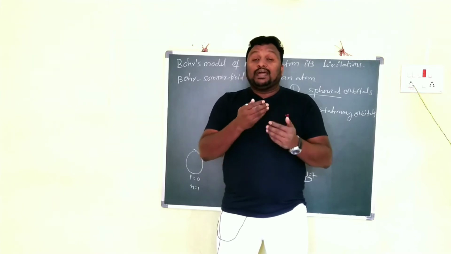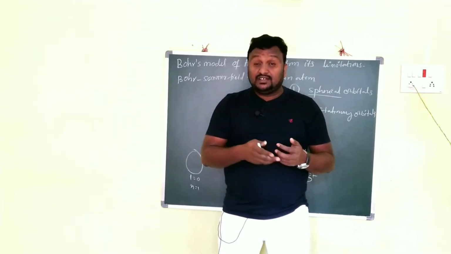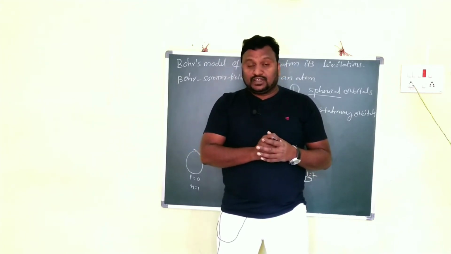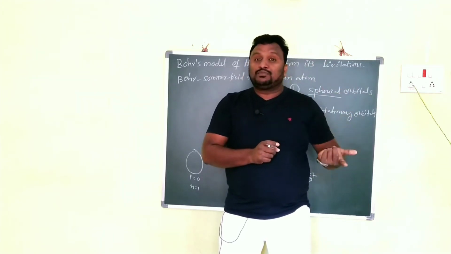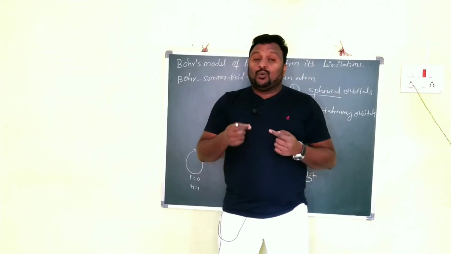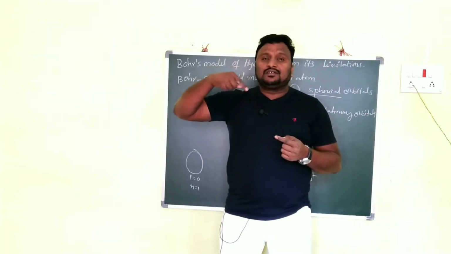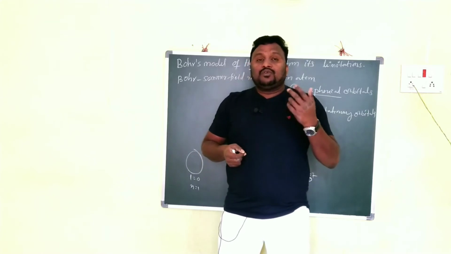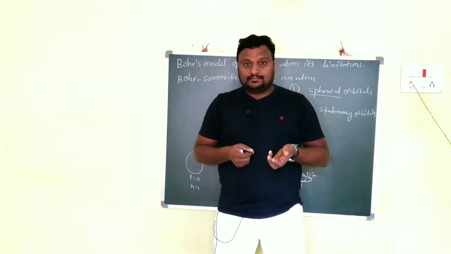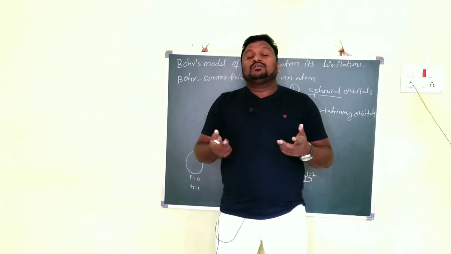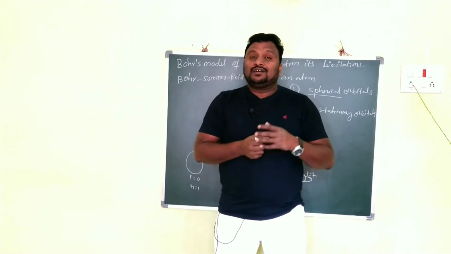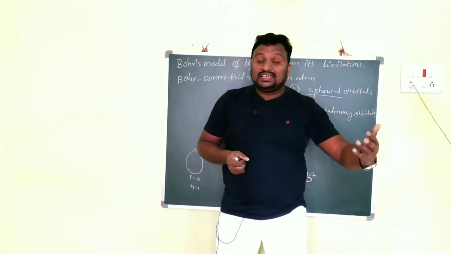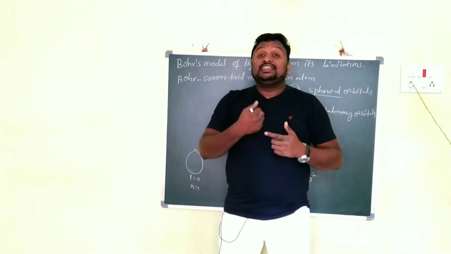Clear children? By explaining that, he gave an explanation for why the electron does not fall into the nucleus. Okay children, that is the limitation of the Rutherford atomic model. According to mechanics, every moving object or every moving particle loses its energy while it is in revolution or rotation. That is the fundamental of mechanics. But here Rutherford failed to explain why the electron does not fall into the nucleus even though it is revolving continuously.